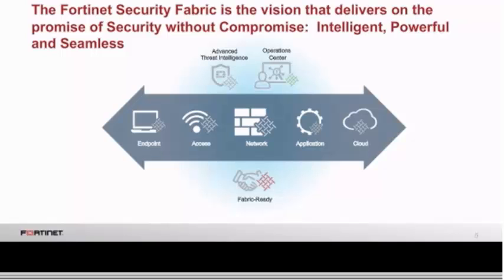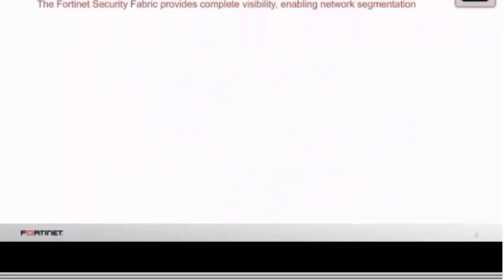The Fortinet Security Fabric is built around three critical and interdependent attributes: aware, scalable, and actionable. Let's take a look at each of these attributes. Intelligent security must be aware.